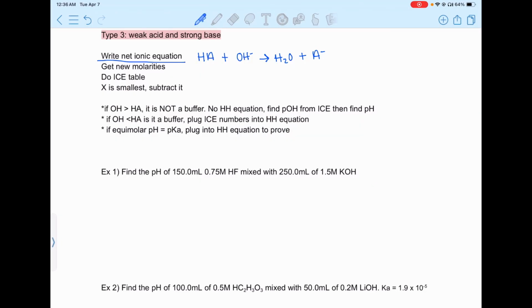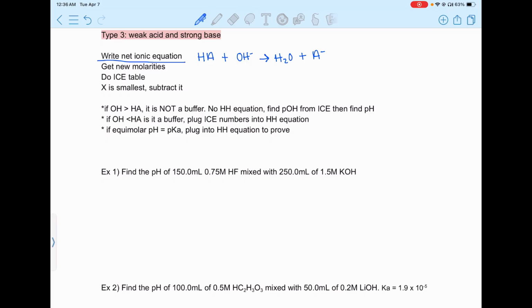Okay, getting into the first part of type 3 problems, we want to go back and reference our net ionic equations guide from the very beginning of this packet. When we're dealing with a weak acid and a strong base, we follow a specific pattern for the net ionic equation. It is HA representing the weak acid plus OH negative representing the strong base component, right?